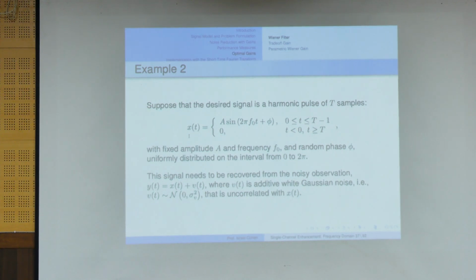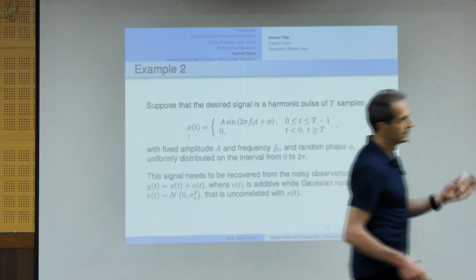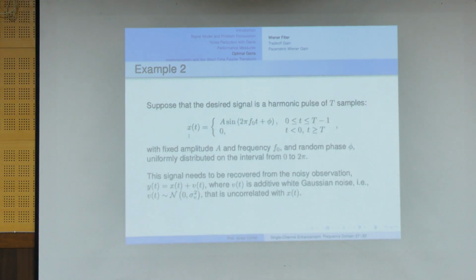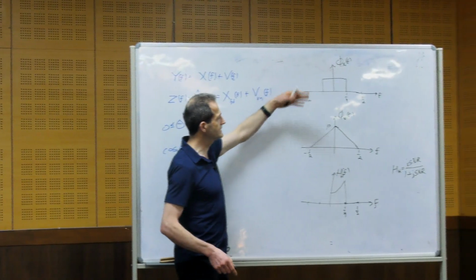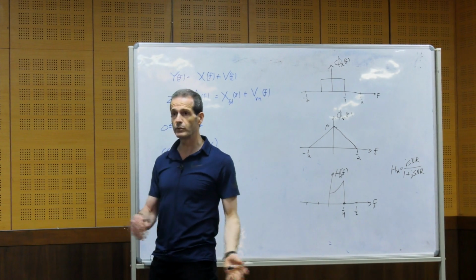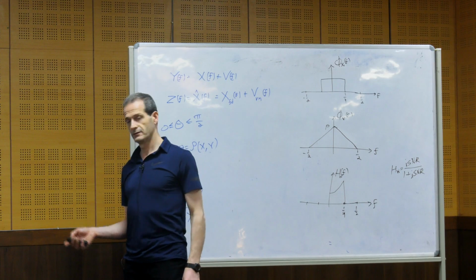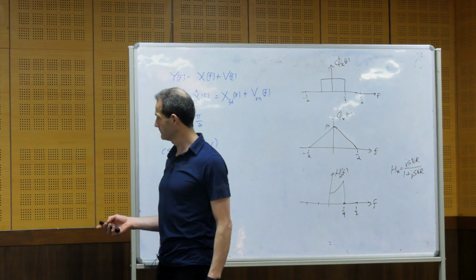Okay, so this is the time domain signal. Here, in the first example, we specified the spectrum of each signal, the spectrum of the desired signal and the spectrum of the noise. Here, because it's given in the time domain, we need to move to the Fourier transform and find the spectra of these signals.